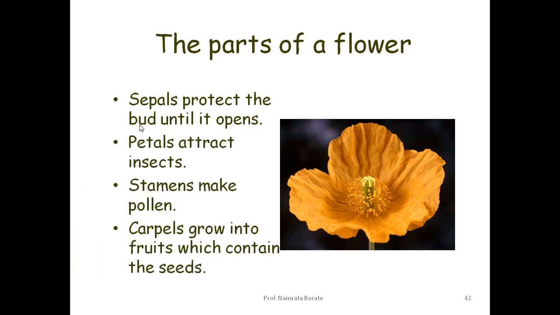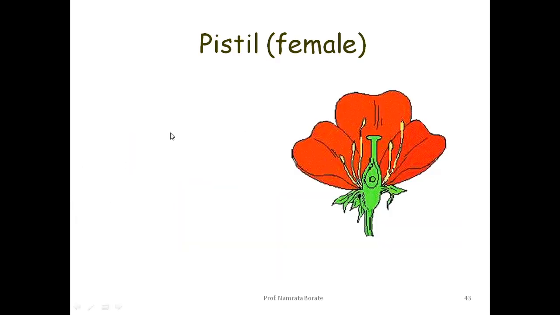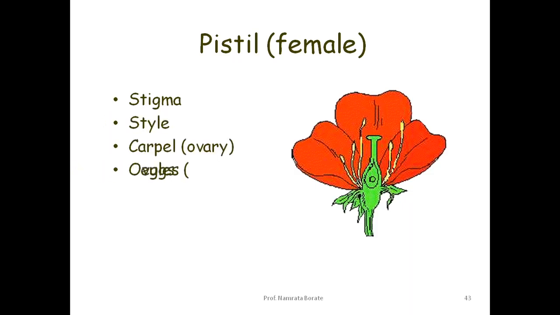Sepals function to protect the flower in bud condition, petals attract insects, the stamen acts as the male gametophyte and the carpel or pistil acts as the female gametophyte. In a flower there is a carpel, that is a pistil, which consists of three parts: stigma, style and ovary. So this one is the stigma, this one is the style, and the next one is the ovary. Inside the ovary there is the ovule.